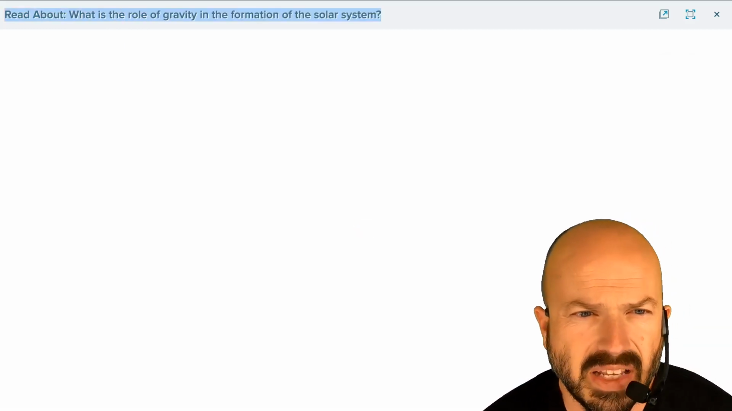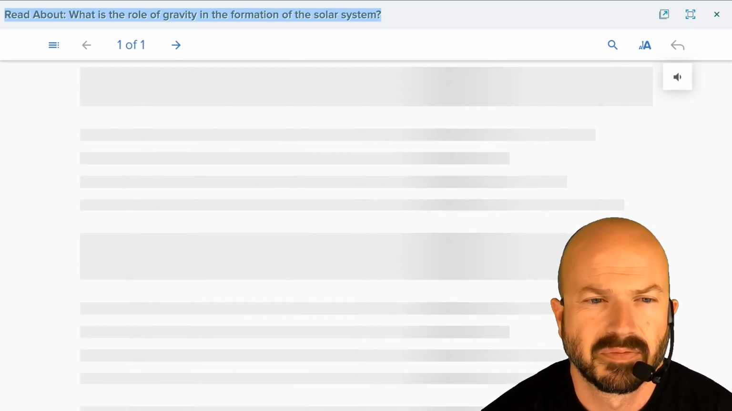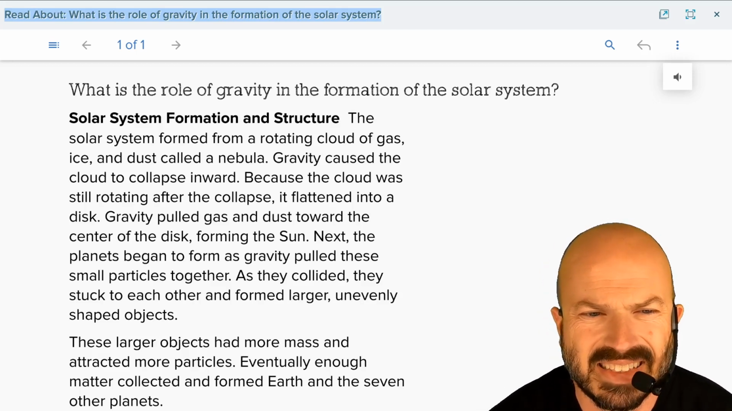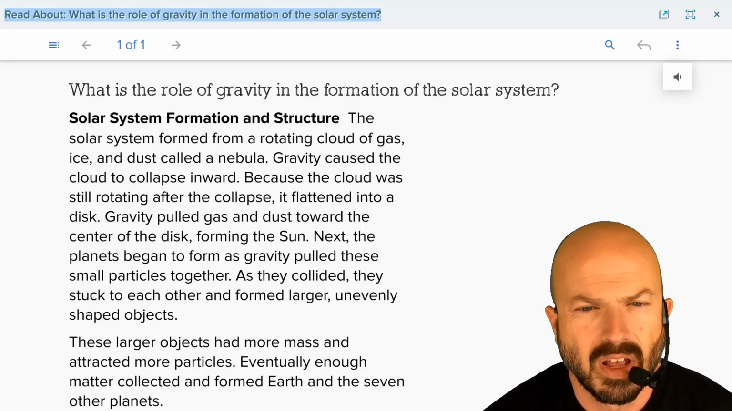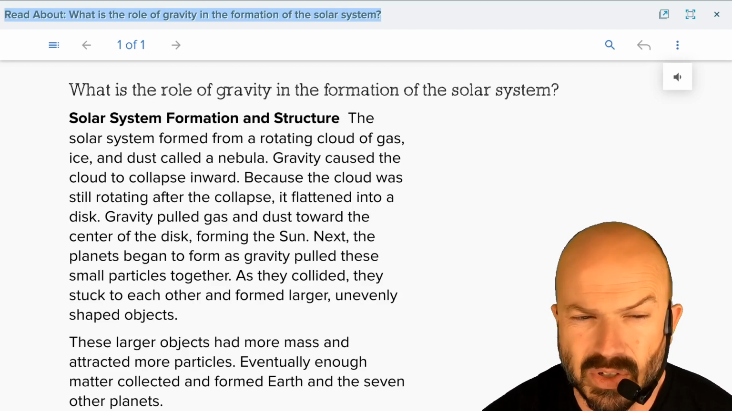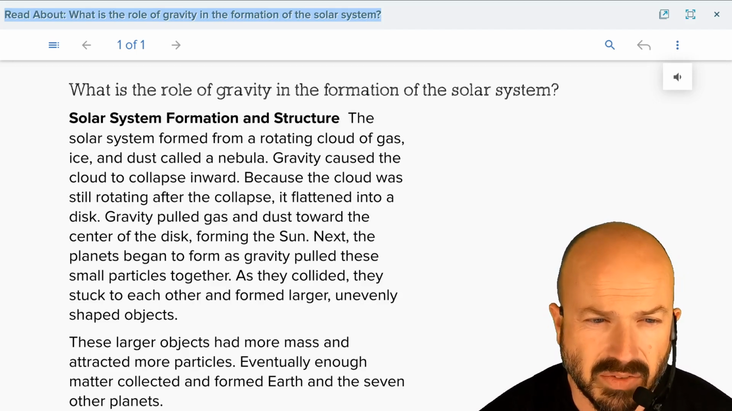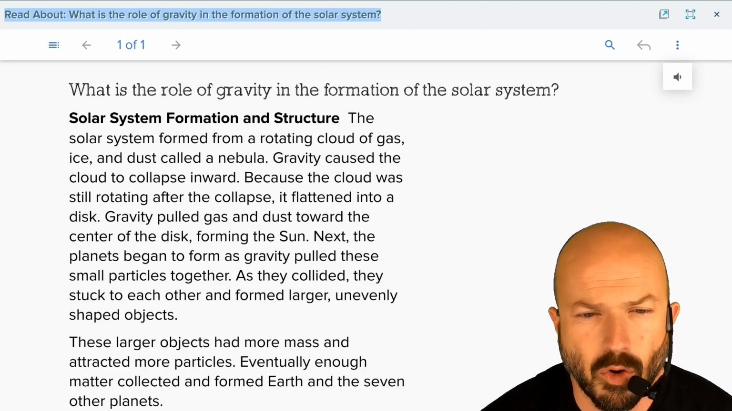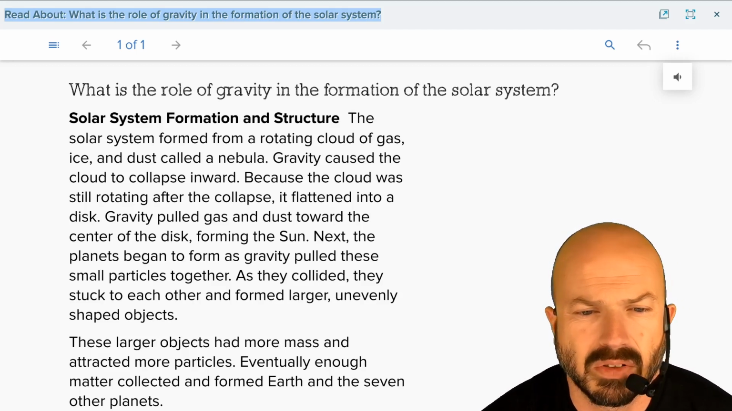So, let's read. What is the role of gravity in the formation of the solar system? The solar system formed from a rotating cloud of gas, ice, and dust called a nebula. Gravity caused the cloud to collapse inward. Because the cloud was still rotating after the collapse, it flattened into a disk, much like our piece of salt dough. Gravity pulled gas and dust towards the center of the disk, forming the sun. Next, the planets began to form as gravity pulled these small particles together.